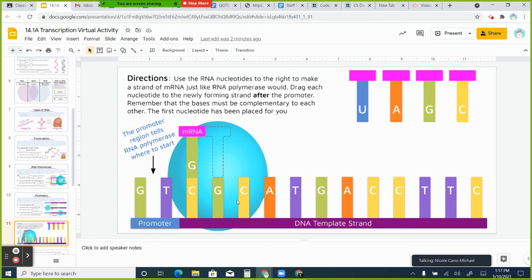So my DNA template has a C, and my mRNA, the one that I did for you, is G, because C and G complement each other. They are base pairs. Then I have a G, so I would drag over a C. And then I have a C, so I would drag over a G, and so forth. Please complete the remainder of your mRNA molecule. Any questions on what to do with slide number 11?